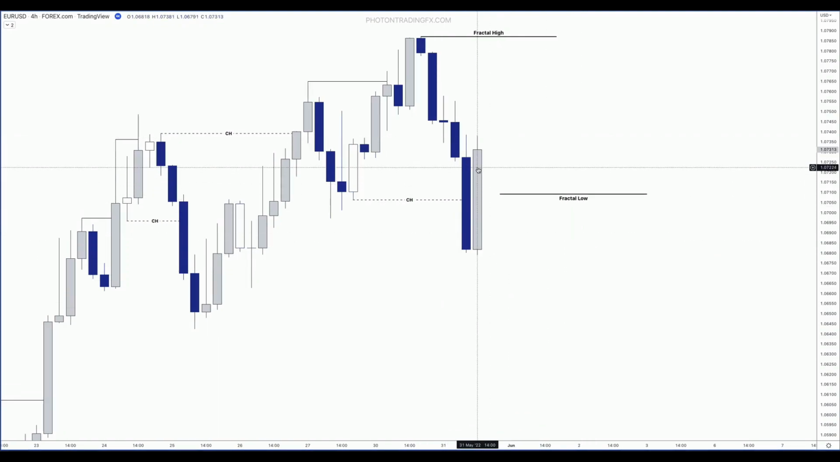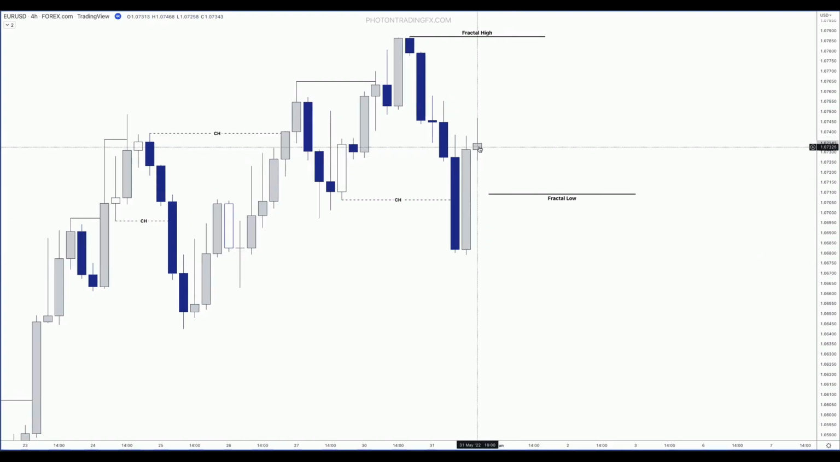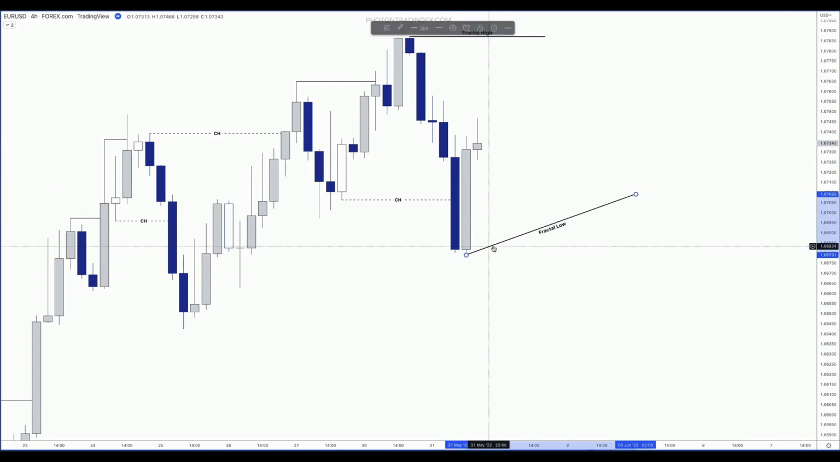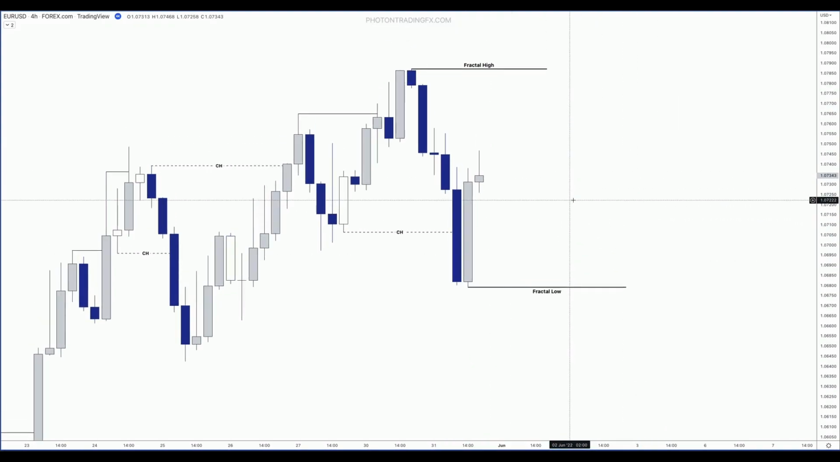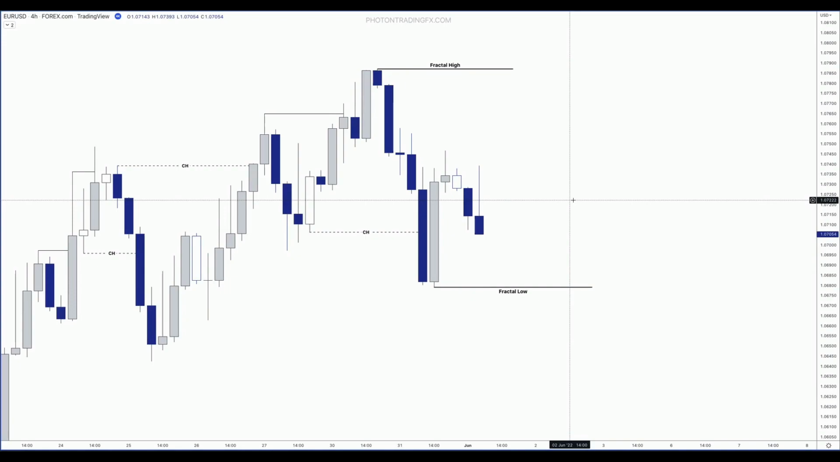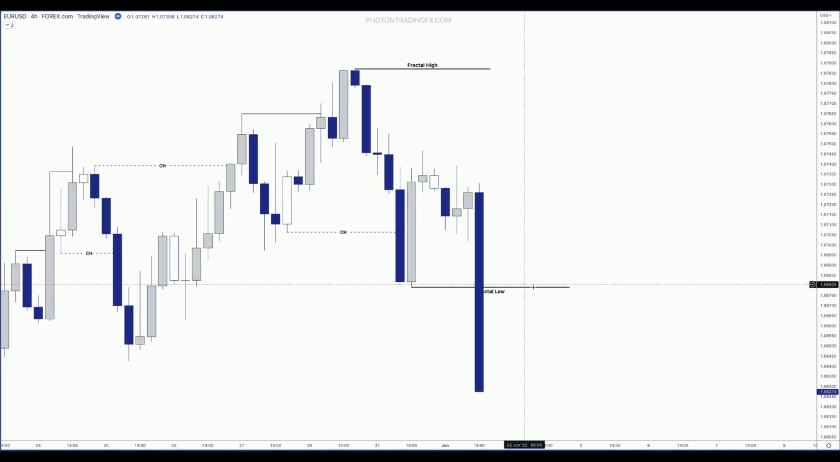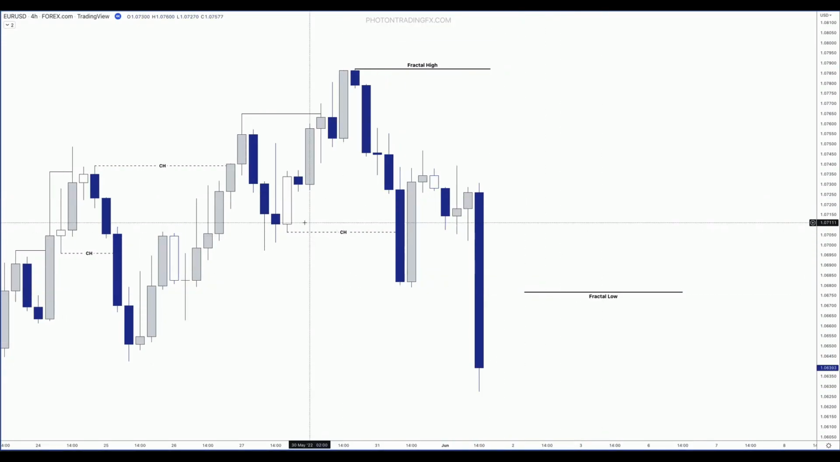So again, ignore the color of the candle. It's still part of the down move, right? Okay, now we've had the pullback because this candle fails to break the previous candle's low. So now you can mark that out as the fractal low. Do nothing until the range breaks. So we have a continuation of the fractal structure.